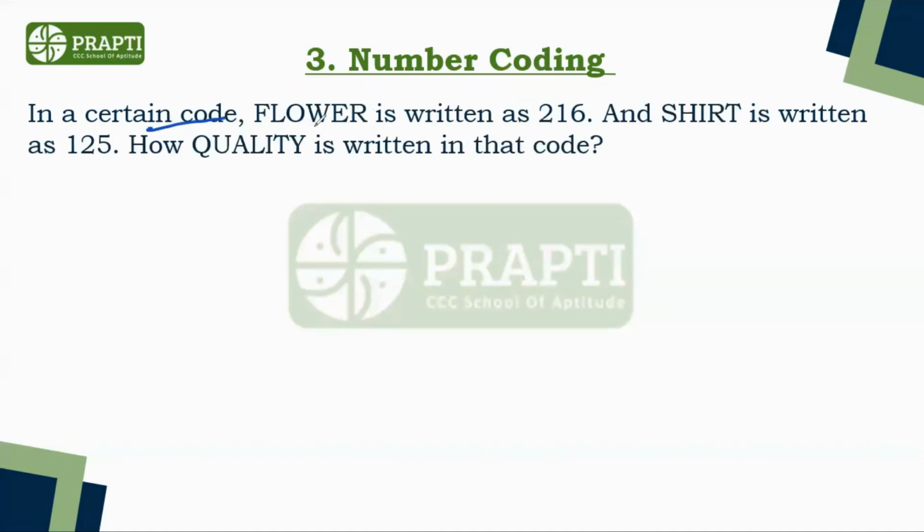In a certain code, flower is written as 216 and shirt is written as 125. How is quality written in that code? Here we have 6 letters, but only 3 digits. So what can be the code? You have to analyze it. Now you just count the alphabets: 1, 2, 3, 4, 5, 6. So flower has 6 letters. So 6 cube is nothing but 216. Oh my god. So this is the pattern here.